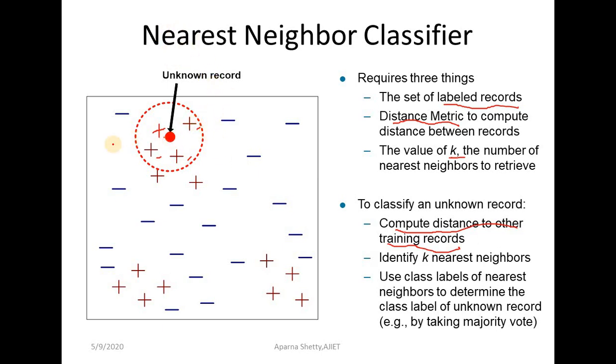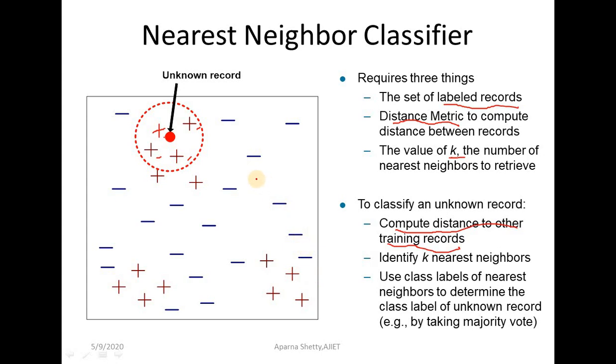We have a set of training records as well as this unknown record. Now we want to classify this unknown record. So first you will compute the distance between this unknown record and each of the other training records.